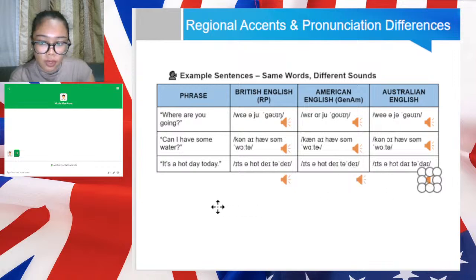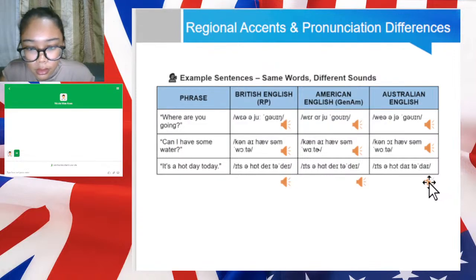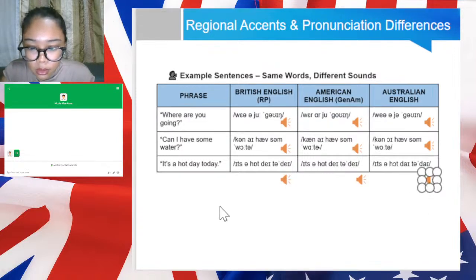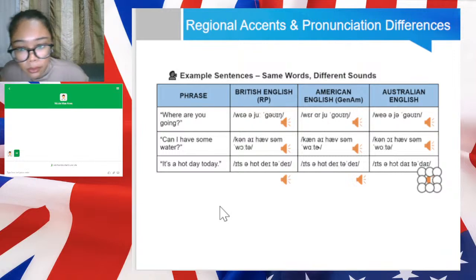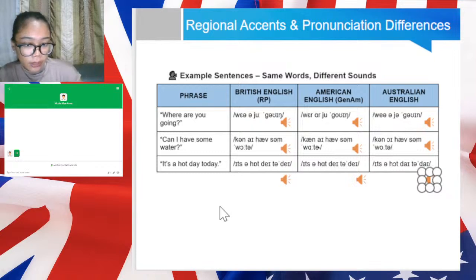Next is Australian English. Let me fix it. It's a hot day today. Again. The vowel in hot is similar to British English in a way that it is also pronounced like cut. It's much faster compared to American English.